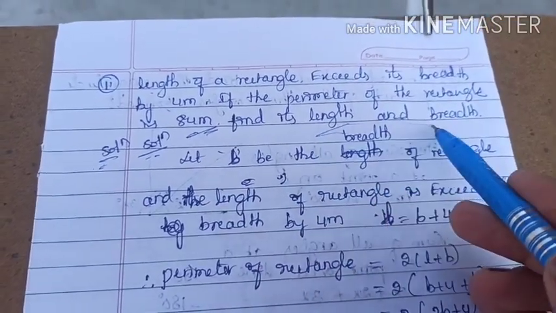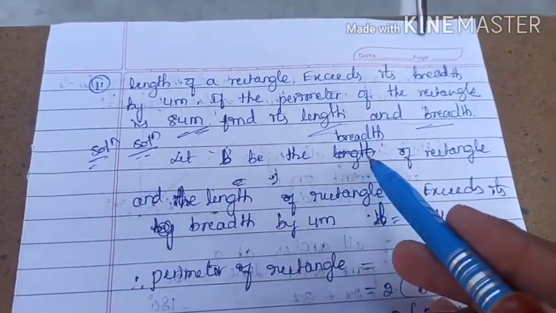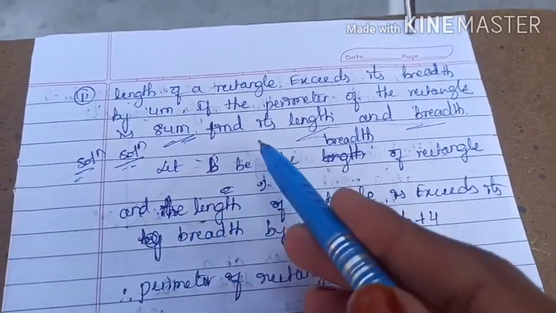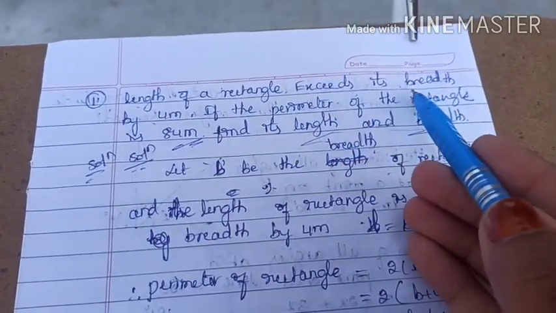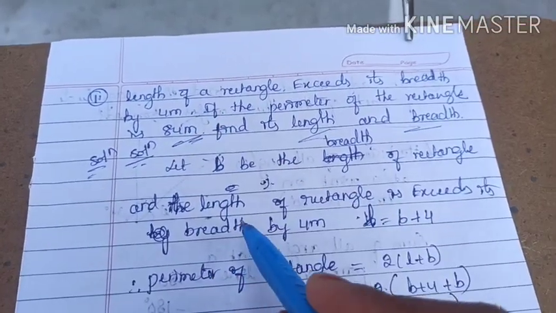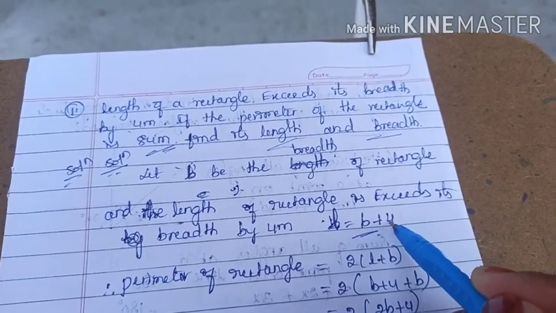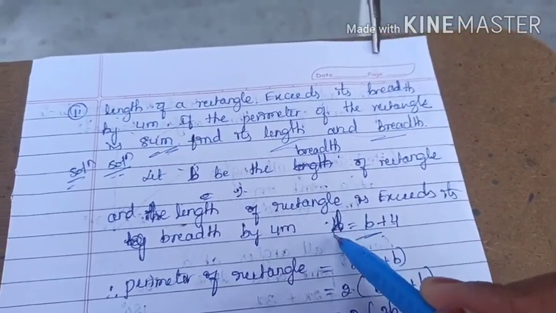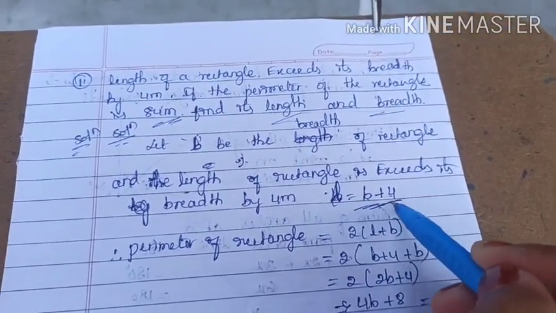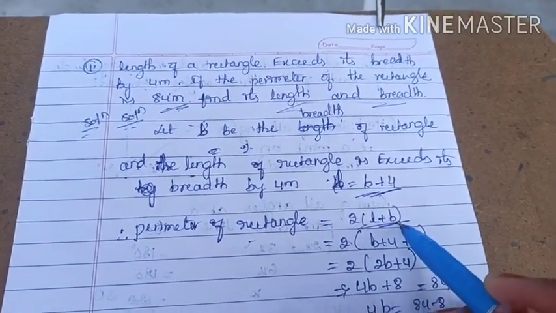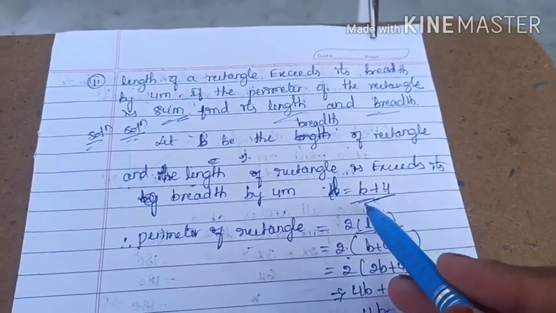We need to calculate length and breadth. Let us consider B will be the breadth of the rectangle, and its length exceeds its breadth by 4. So we need to add B plus 4, that is L, the length of the rectangle, equals B plus 4. We know that the perimeter of a rectangle is equal to 2 of L plus B.